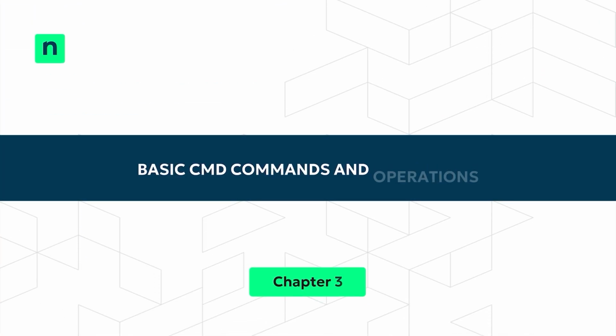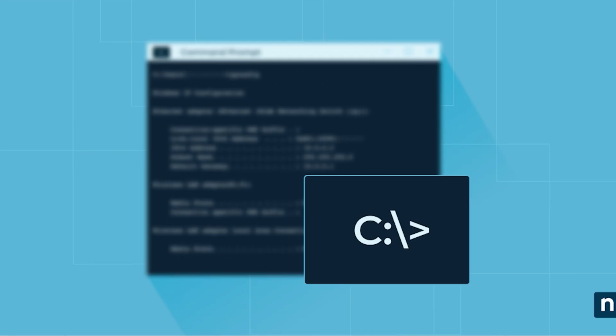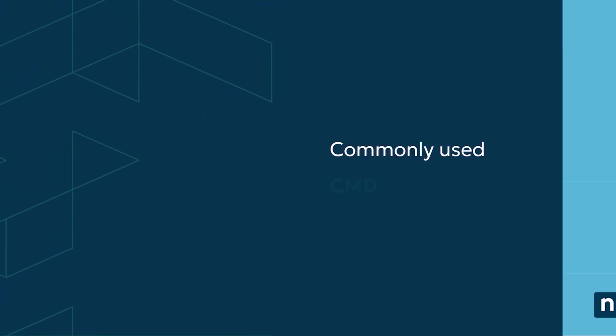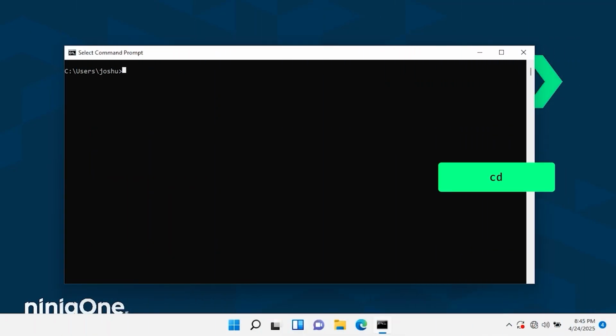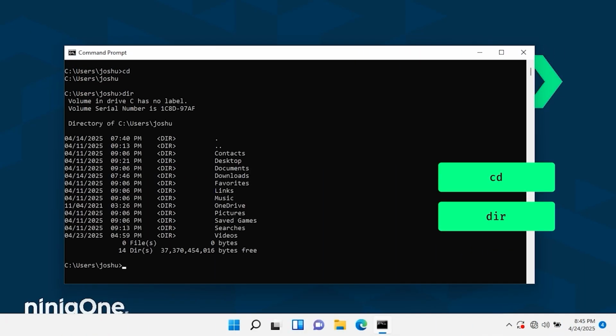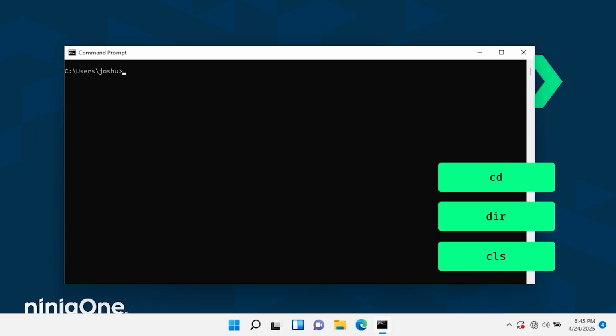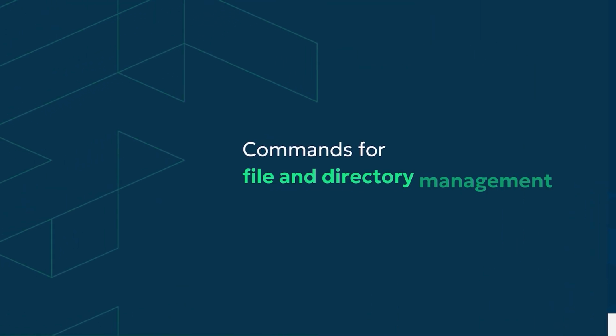Basic CMD commands and operations. To try CMD, here are some basic commands. Commonly used CMD commands: CD is used to navigate between directories. dir lists the files and folders in the current directory. CLS clears the current command prompt screen, providing a blank slate.